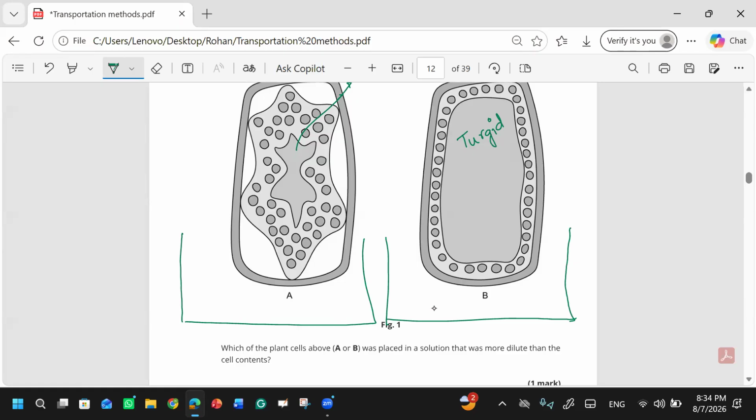If the solution was more dilute, it means there is more water. How can this be possible? If it needs to be turgid, it needs water inside the cell. Initially, why is it turgid? Because there is more water outside, so the water was going inside, and that's why it became turgid, right?